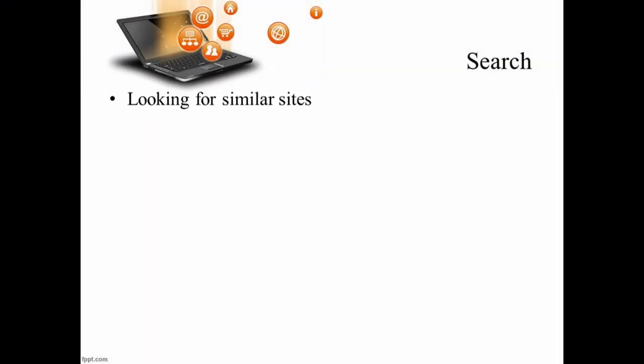Alright, for the next is looking for similar sites. So how to find similar sites? We can use the word related before the keywords we are looking for. Related information that has similarities with the keyword we typed will appear. For example, you can see in the following example.